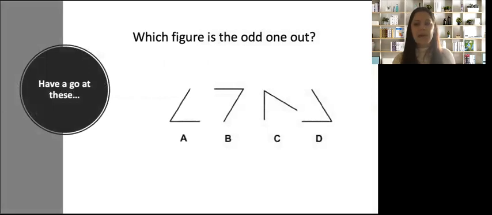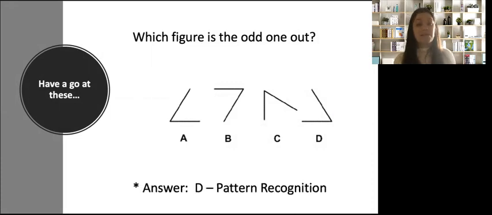And one final example: figure out which is the odd one out among these images. Now I have to be honest, this one took me a minute to figure out when I was looking at all of these examples online. So I'll just give you a second. And here the answer is D.